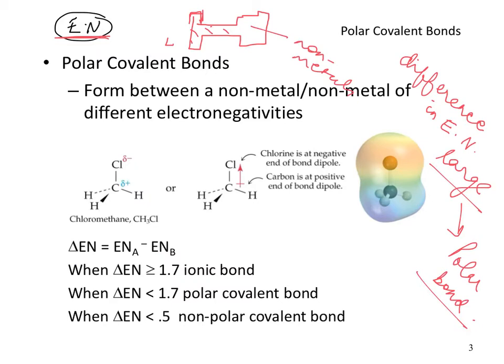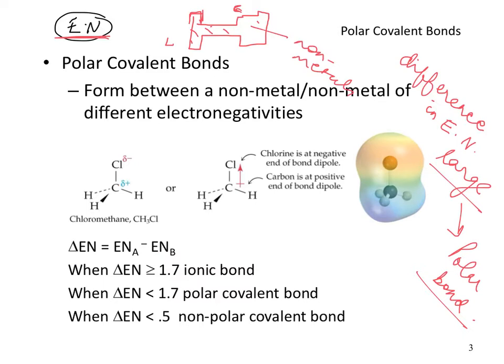So polar bonds do require the presence of a greater amount of a difference in electronegativity. That means that maybe one of the combining atoms would be from something like carbon, and there would be another one which would be something like fluorine. So that would be considered a polar bond.